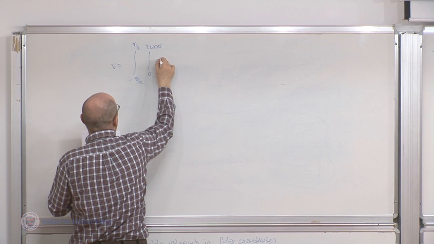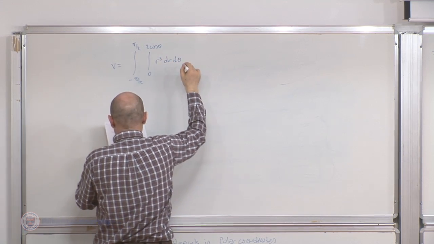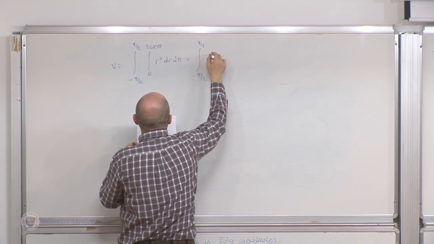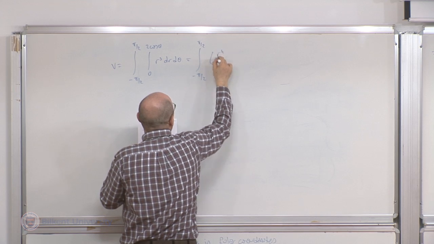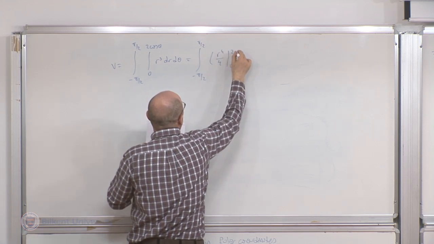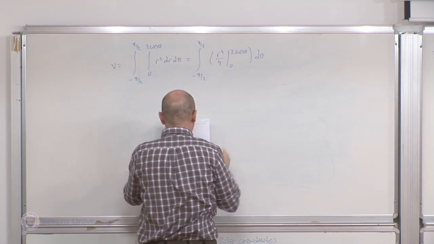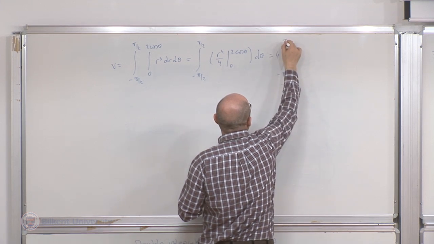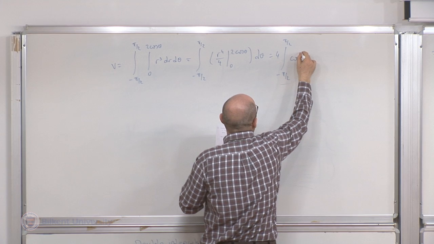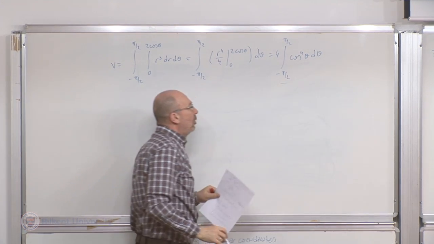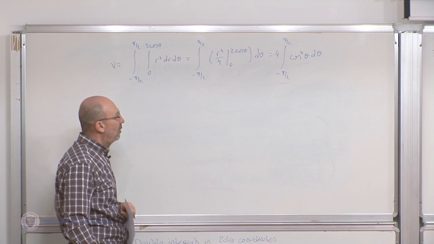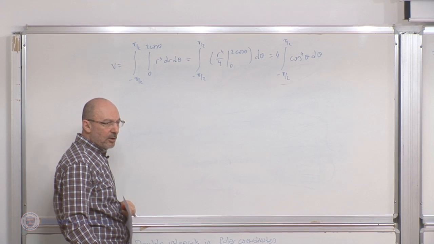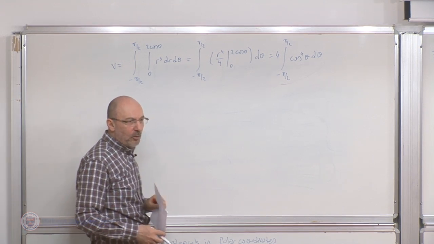I have r cubed now, dr d theta. Okay, so minus pi over 2 to pi over 2, I have r to the 4 over 4 from 0 to 2 cosine theta d theta. So this is equal to 4 times the integral from minus pi over 2 to pi over 2 of cosine 4 theta d theta. Okay, so at first it looks impossible, but you say this is cosine. If it was cosine square, I would do it. This is the square of that. Okay, I should be able to do that.